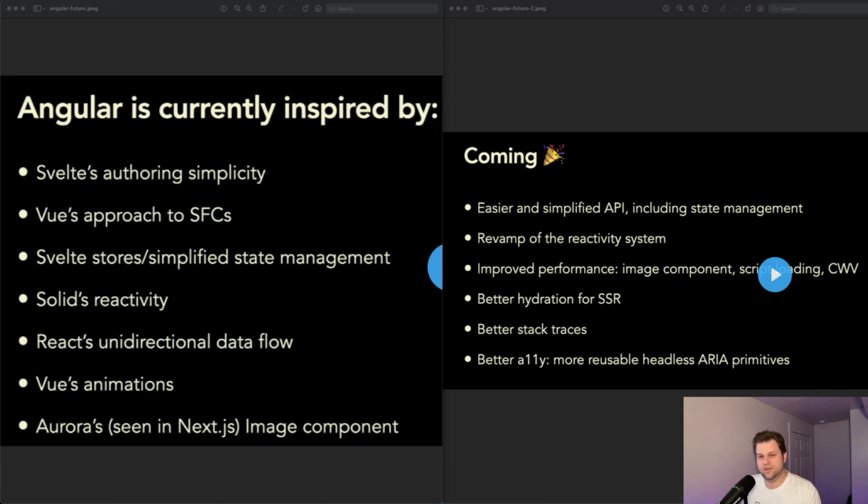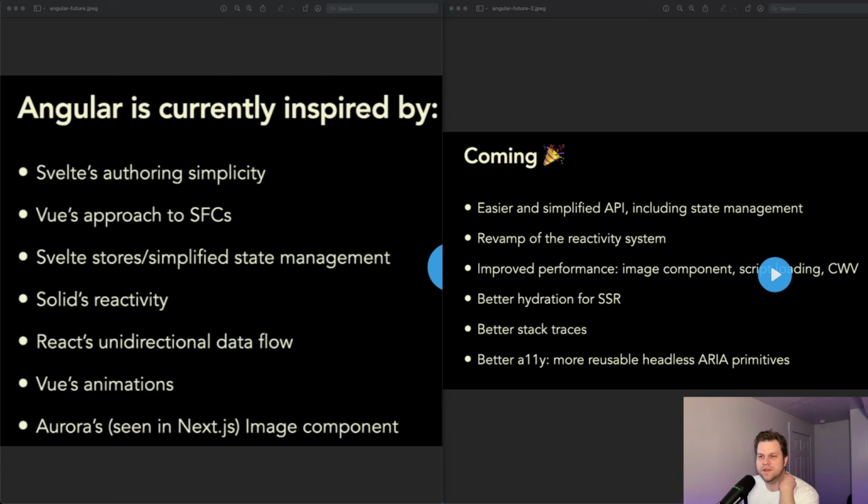And then later she says these are coming. Easier and simplified API, including state management, revamp of this reactivity system. So instead of Zone.js and change detection, they're calling it the reactivity system. I remember in my NgConf talk in 2019, I thought it was kind of weird to maybe call change detection DOM reaction, but that's what it is.